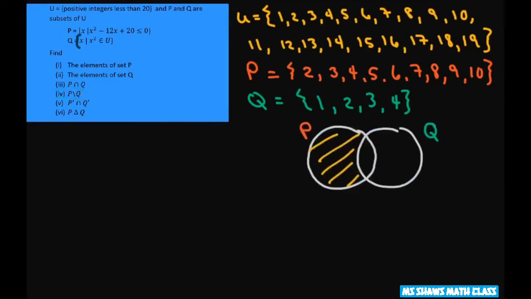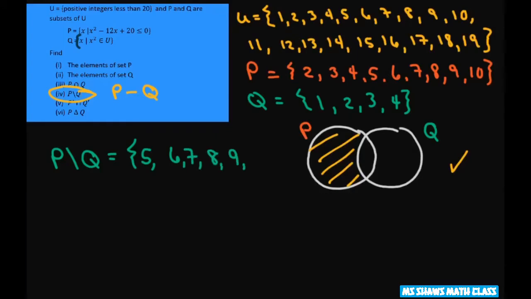All right, the reason I switched it is because I already had this one set up and I put it on the wrong slide. So basically, when you're talking about P, this is P minus Q, and it looks like this. P minus Q is everything in P that's not in Q. So P take away Q is going to be 5, 6, 7, 8, 9, and 10.